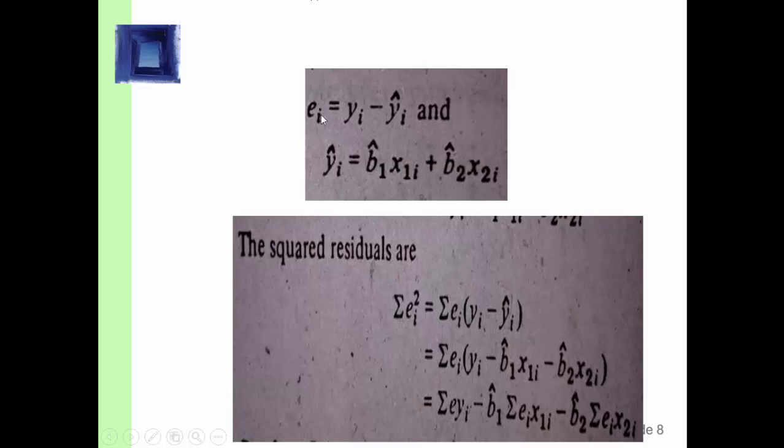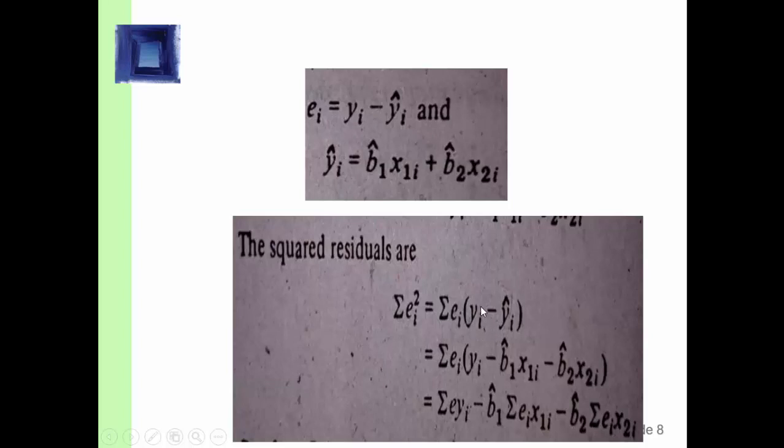We know that ei is equal to y minus y hat, which is the difference between the actual and estimated value, and this y hat is equal to b1 hat x1i plus b2 hat x2i. So putting the value of y hat in ei, we can get the value of ei. So we can write summation ei square as summation ei into summation ei, where instead of ei we have y minus y hat, because we know that ei is equal to y minus y hat.